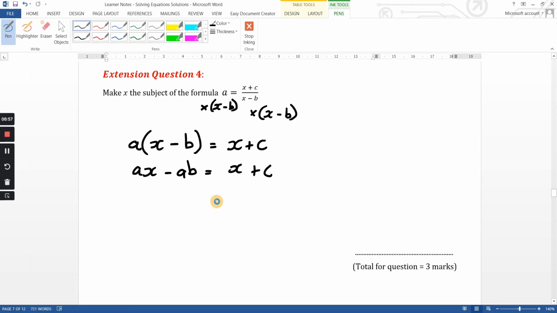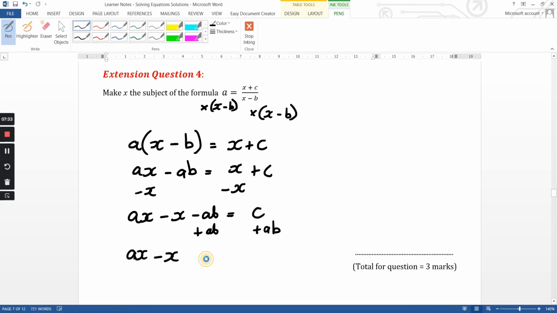Okay, and because it's asking for x on its own, I need x on its own. Let's get rid of it on this side. Let's minus x here. I'll get ax minus x minus ab equal to c. Okay, and let's get rid of the ab. I'll have to plus ab to both sides. So I'll get ax minus x equals c plus ab.